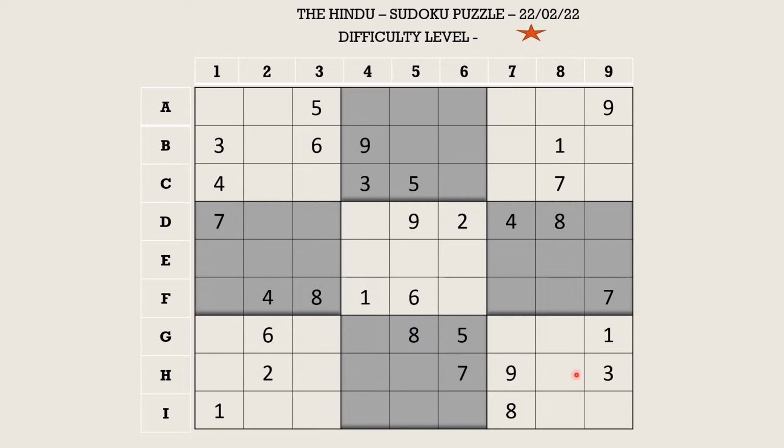In H row you have 3 and 9, which blocks these two cells of G row. In G row, this cell is also blocked by 3 and 9 here. So 3 and 9 goes in one of these two cells. So G1 is blocked by 3 here. So G1 takes 9 and G3 takes 3.